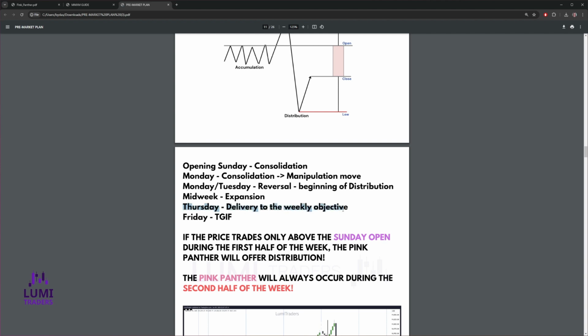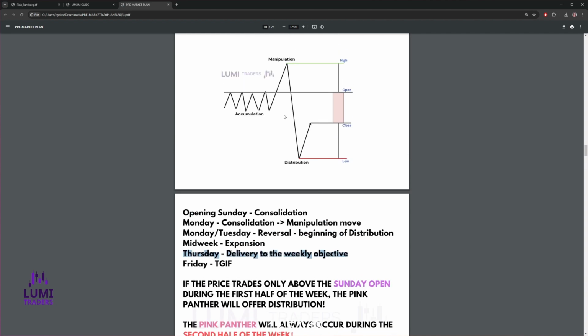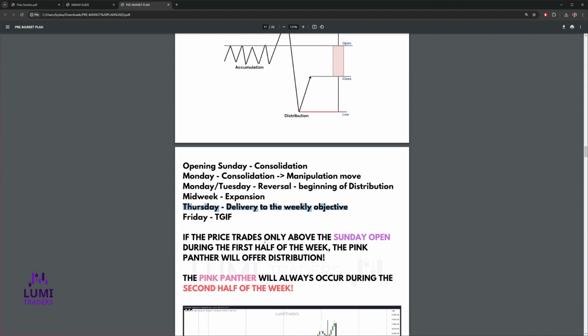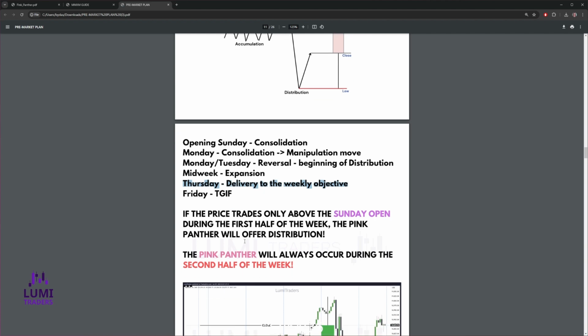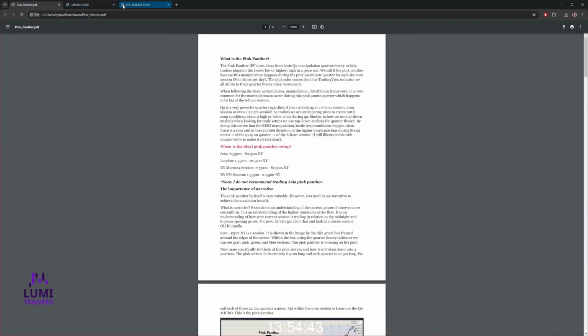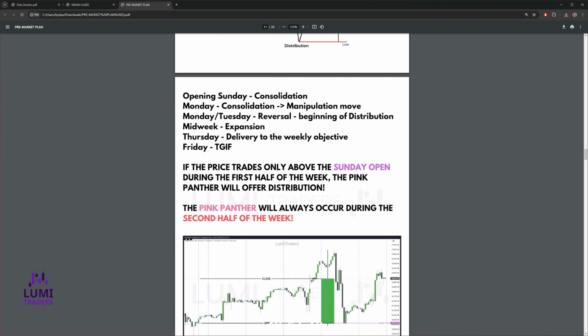Thursday delivers to the weekly objective. This means most likely on Thursday we will finish our distribution, and Friday will offer TGIF. If price trades only above Sunday open during this first half of the week, the Pink Panther will offer distribution. I'm going to talk about Pink Panther in the next video, but just keep in mind, we are going to talk about this setup in the next video. The Pink Panther will always occur during the second half of the week.